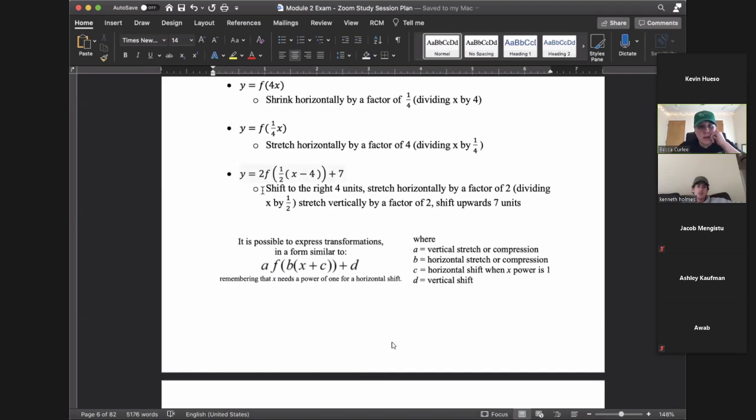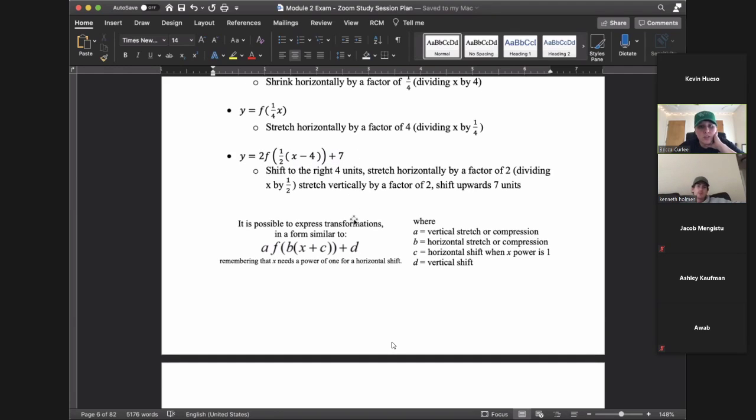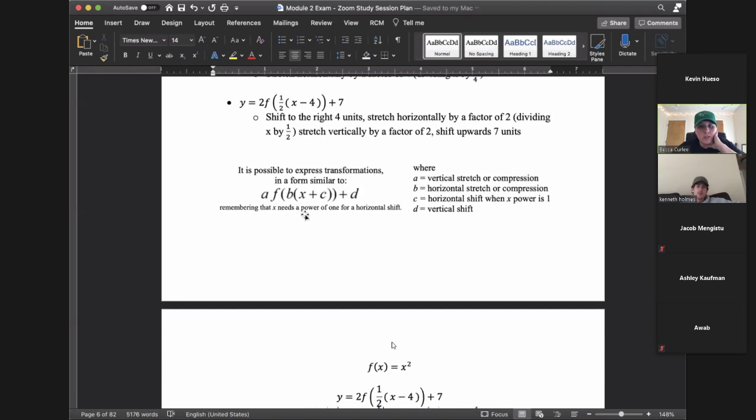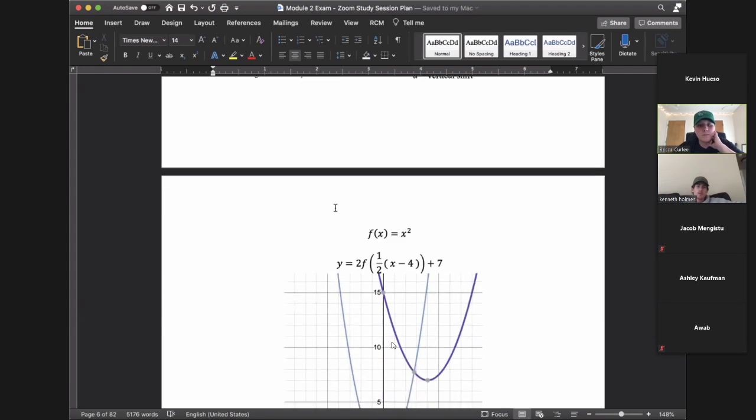So y = 2f((1/2)x - 4) + 7. You're shifting to the right 4 units because we're affecting the x values in here. Stretching horizontally by a factor of 2. It's like dividing x by 1/2, so that means we're stretching by a factor of 2. Stretching vertically by a factor of 2 and shifting upwards 7 units. So just kind of showing how all the transformations are working there. And this is just basically the equation in which the transformations are expressed.